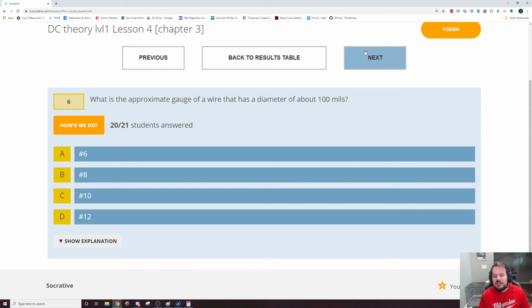I mean, it's not the easiest. 500 kcmil is 500,000 circular mils. It's the name of the wire size. So yeah, that one's easier.